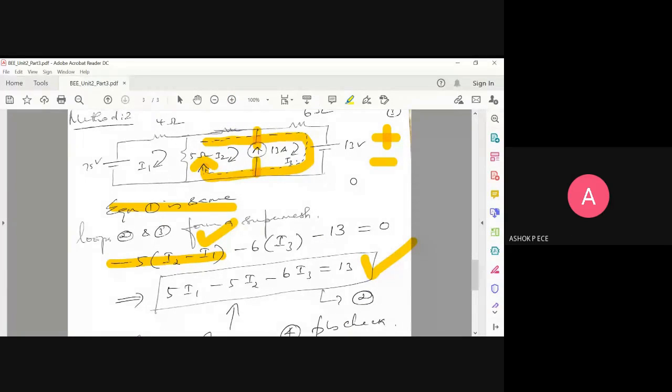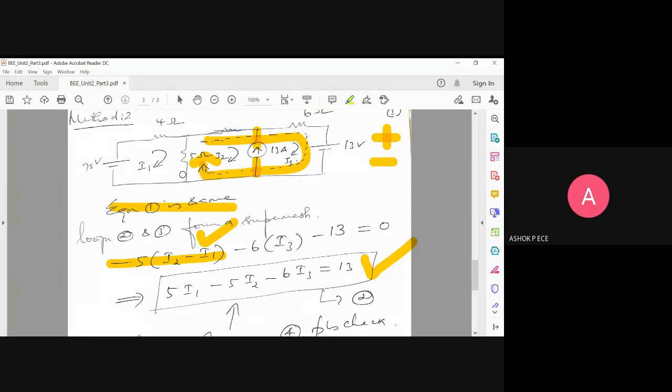See here, you have to apply the super mesh technique when you find the current source common to two loops. In this circuit, the current source 13 ampere is common to both loop 2 and loop 3. To identify the super mesh, what you have to do? Open circuit your current source. If you open circuit your current source, try to find a closed path. So this one, what I have shown in dotted line, is going to be your super mesh. Mesh is the simplest loop, right? Super mesh means it is going to be the largest loop. That's why they have given the name super mesh.